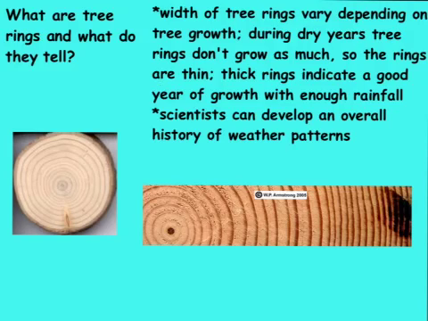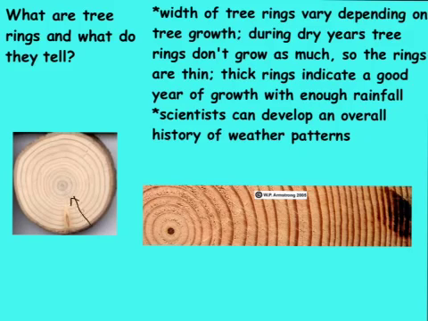Another piece of evidence that shows us information about the past is tree rings. So tree rings, what are they and what do they tell us? Well, you can see the tree rings vary depending on the tree growth. During dry years, the tree rings don't grow as much. You can see, if you look right in here, towards the center, you have much thinner rings.